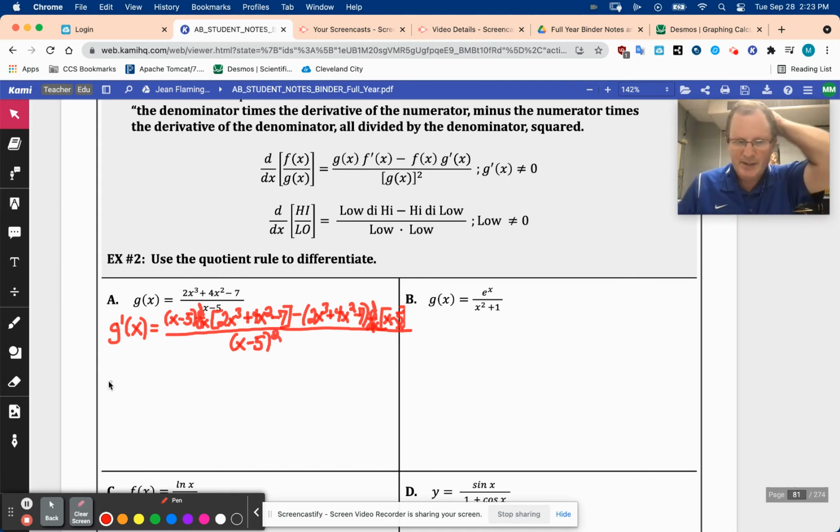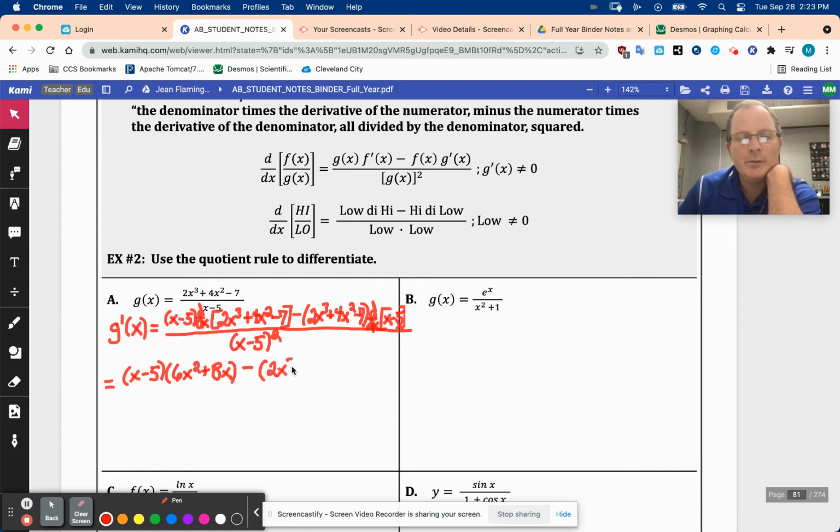Okay. So, all right. So here we go. Let's do this. So up top, I've got x minus 5. The derivative of the numerator is 6x squared plus 8x, minus, be careful with this subtraction, 2x cubed plus 4x squared minus 7. And the derivative of the denominator is just 1. We got lucky there. All right. And then all over bottom squared.